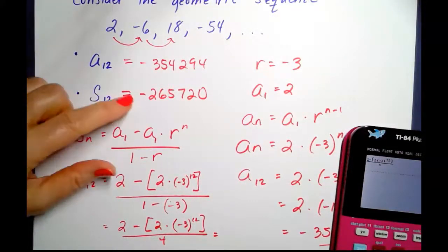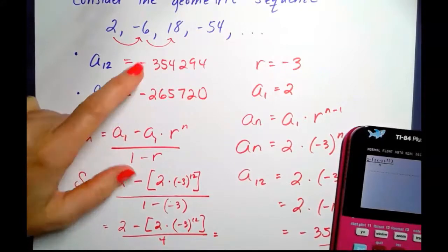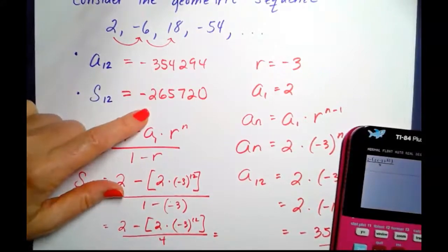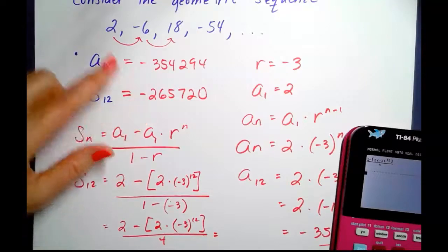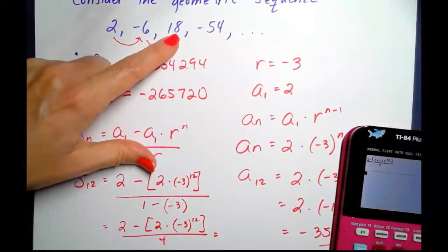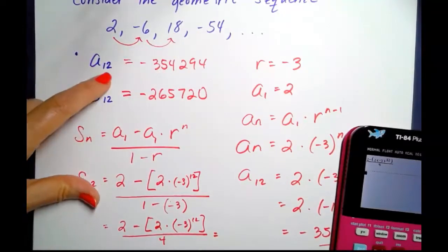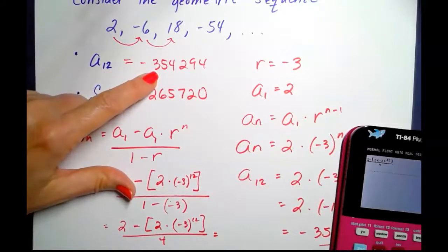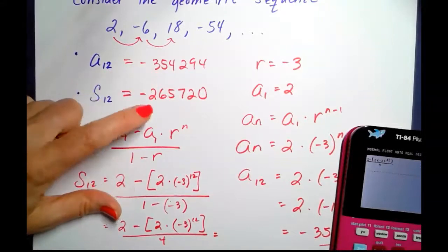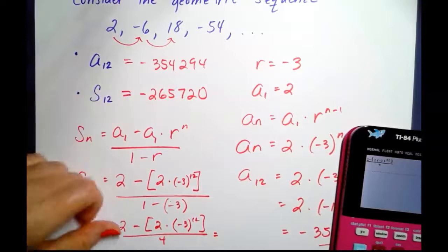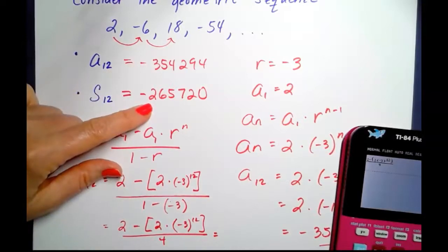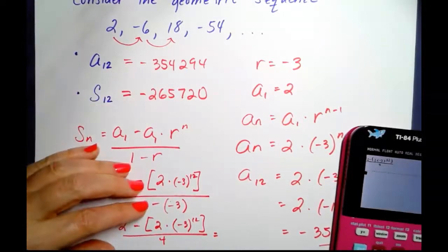Now, let's check this because you're like, wow, this is a bigger number than that. Now think about why that would be so. It should be that because if the signs are alternating, then a sub 11 would have been a very, very large positive number. That's why that sum is going to be substantially larger than a sub 12.